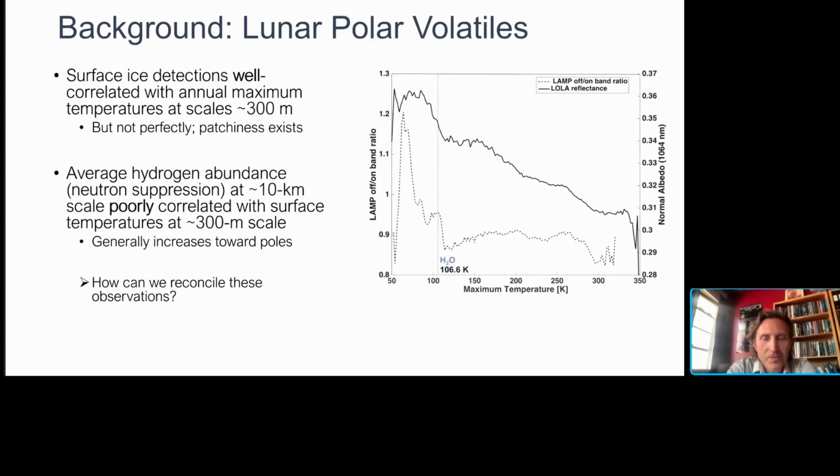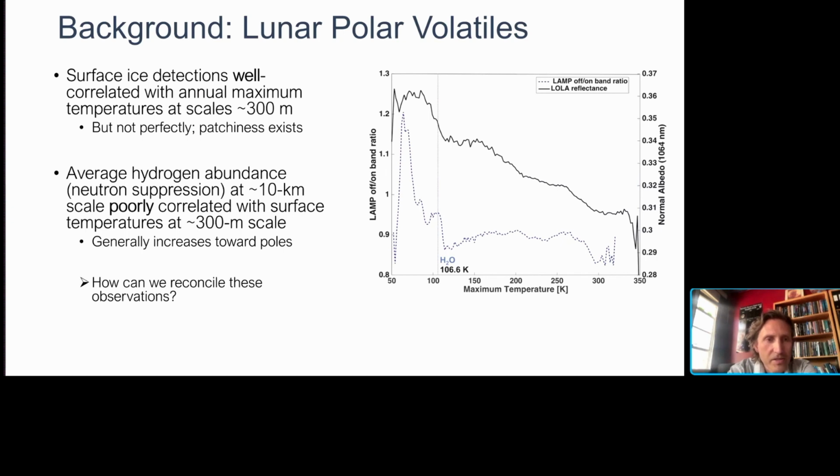So this is a one slide summary of lunar polar volatiles, which I realize is ridiculous, but here's my attempt. Basically, we know that there is evidence for exposed ice on the surface of the cold traps where we would expect it to exist at temperatures less than 110 K or so. The coverage of that surface ice is not uniform, but it correlates well with temperatures acquired at spatial scales of about 300 meters by Diviner.